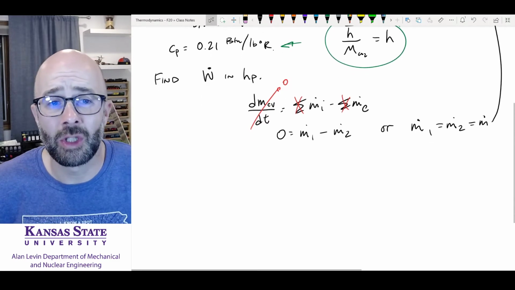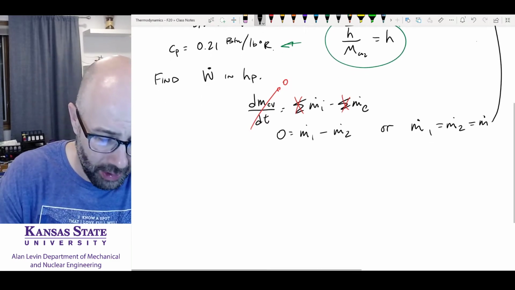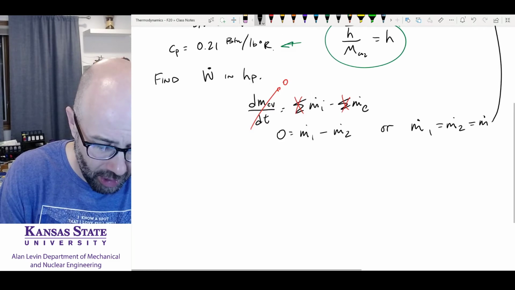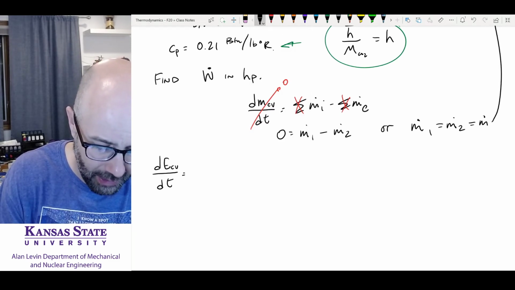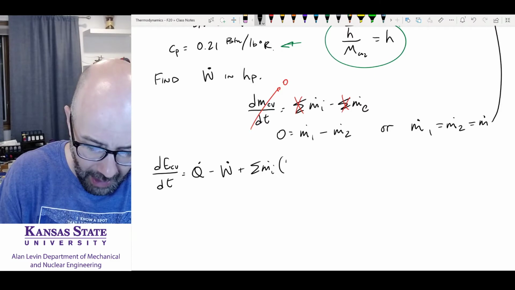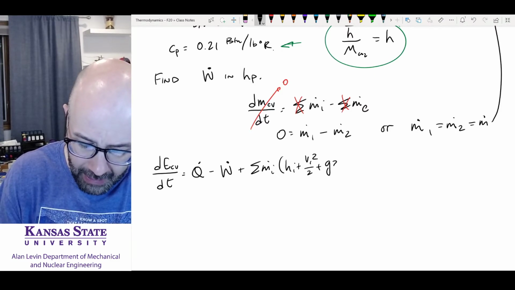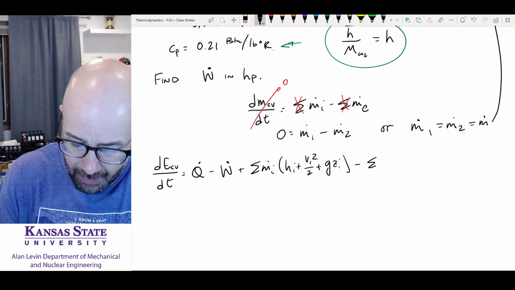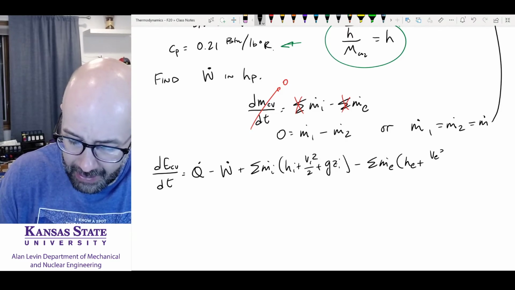The next thing we have to do is go through our energy equation. So what's our energy equation? The change in energy of our control volume with respect to time is equal to the heat transfer rate minus the rate of work, plus the summation of my mass flow rates in times my enthalpy in plus my kinetic energy in, plus my potential energy in, minus the summation of my mass flow rates exiting times my enthalpy exiting, plus the kinetic energy exiting plus the potential energy exiting.